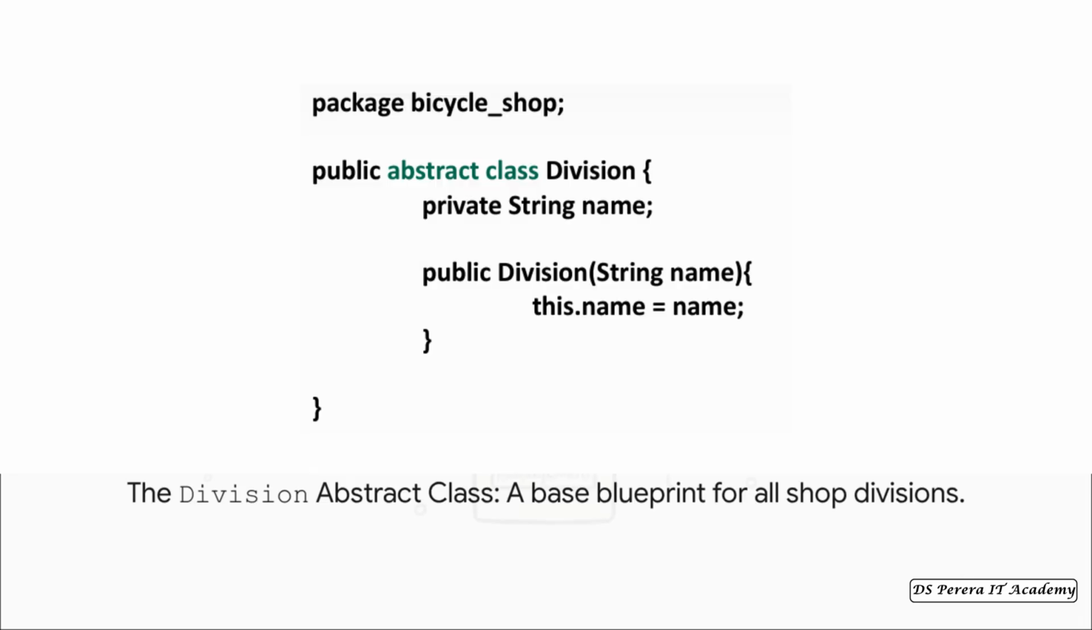So, just like we made a base class for bicycle, it makes sense to create a base division class. We are making it abstract for the same reason, because there are only specific named divisions in our shop. It has one common property, a private string name, which gets set in the constructor. This is a great way to ensure that any division we ever create in the future absolutely must have a name.